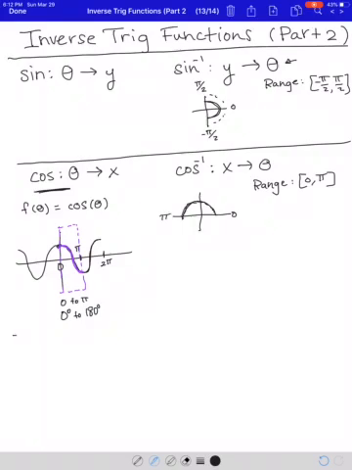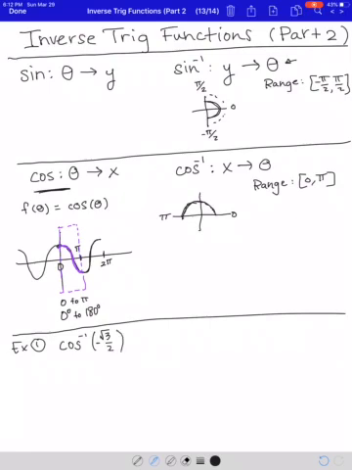Okay, so let's look at some examples. Example 1, let's evaluate cosine inverse of, how about negative root 3 over 2? So we need to find the angle whose cosine is equal to negative root 3 over 2. And the angles we have to choose from are, again, 0 to pi, the top half of the unit circle.